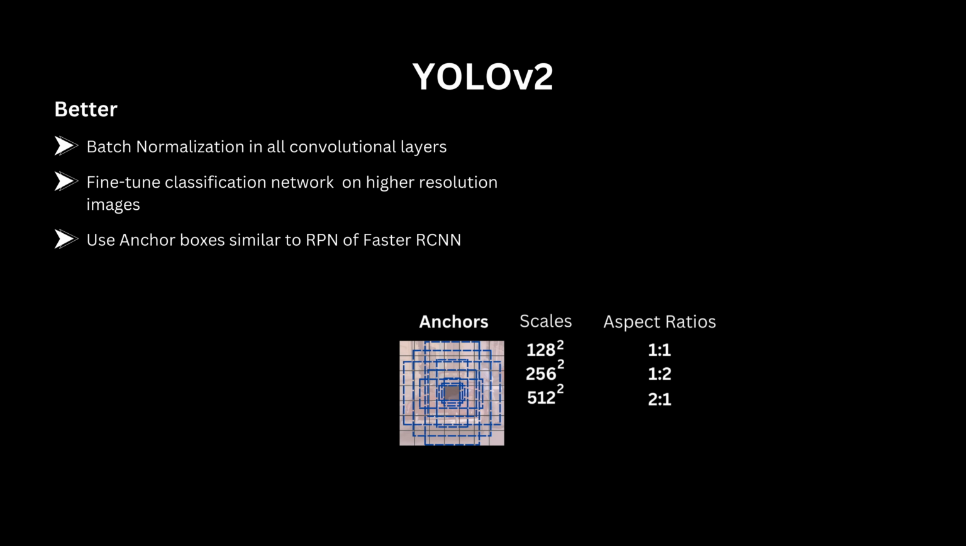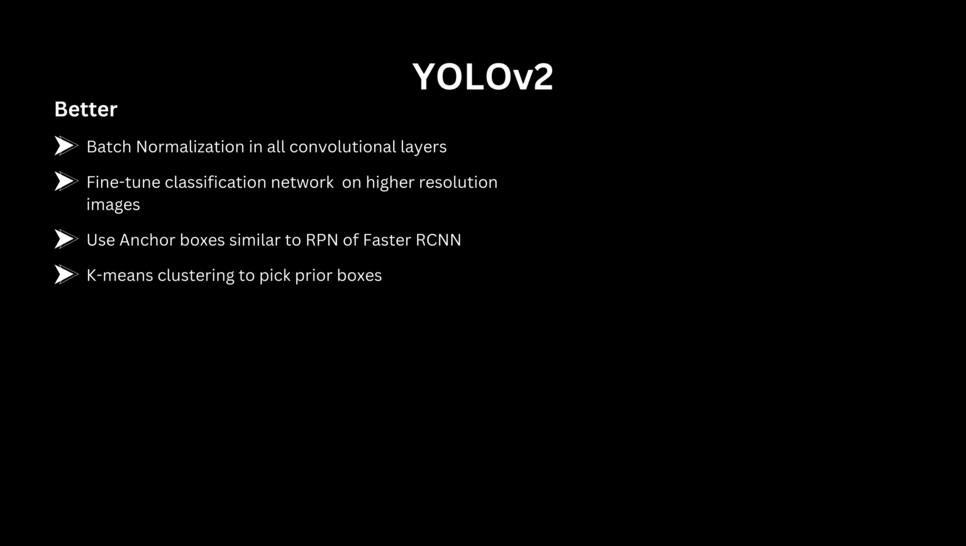And these choices might not even be optimal for all datasets. Like, what if our dataset only has small sized objects? Then what's the point of having these large scale anchor boxes? In YOLOv2, we take a different approach. Rather than simply deciding to choose prior boxes that cover different possible scales and aspect ratios, we use k-means to pick them. Here's what we do.